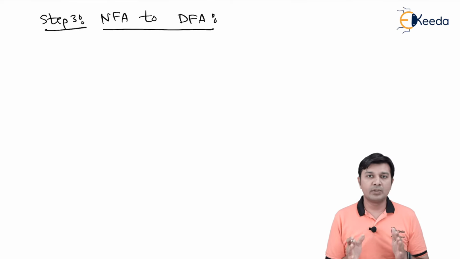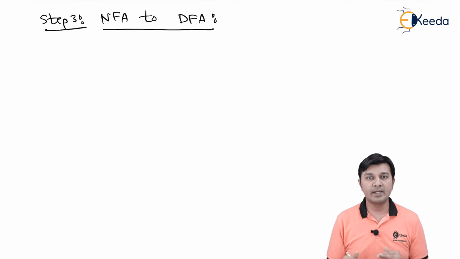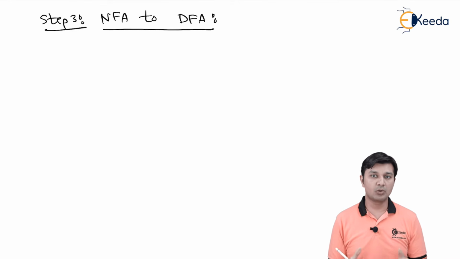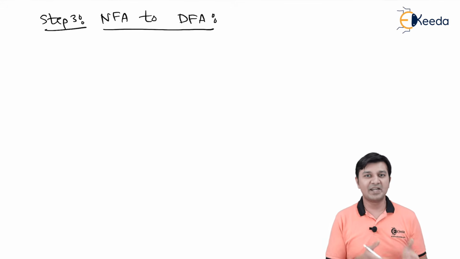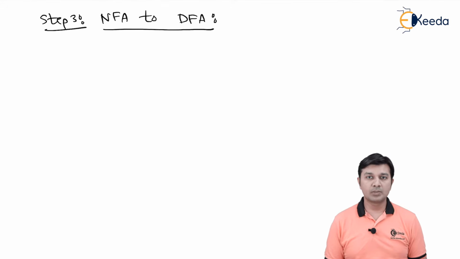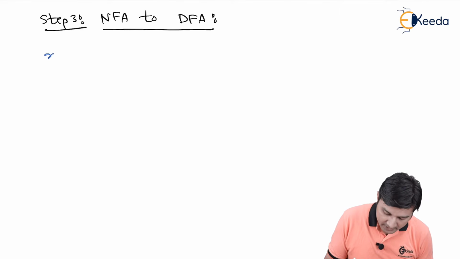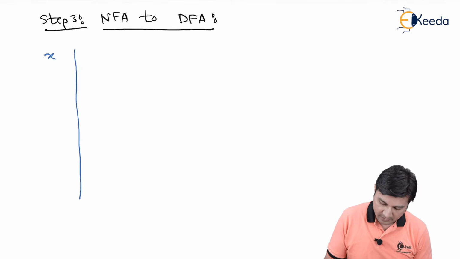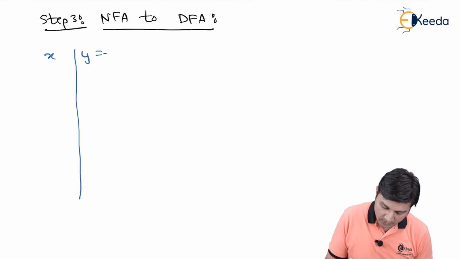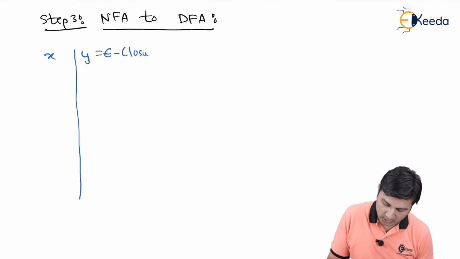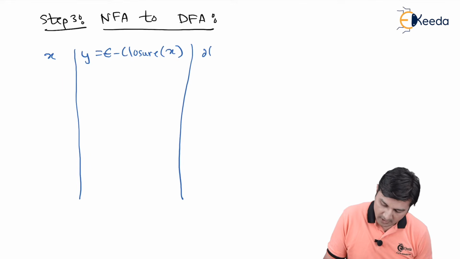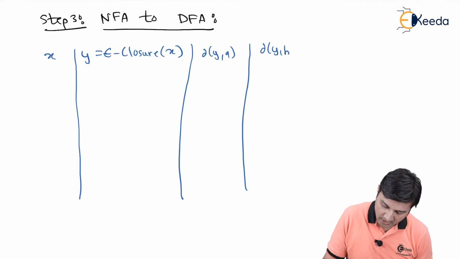For converting NFA to DFA, we are going to have a table, and that table is going to consist of epsilon closure of states. That is the reason we studied that definition before. So the table is going to consist of X, which are nothing but my states, followed by Y, which is equal to the epsilon closure of X, followed by delta of Y on A, that is Y on receiving the input symbol A, and Y on receiving input symbol B.